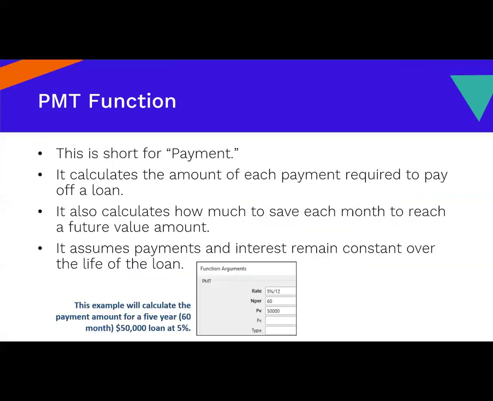So the PMT function, this is short for payment. It calculates the amount of each payment required to pay off a loan. It also calculates how much to save each month to reach a future value amount. It assumes payments and interest remain constant over the life of the loan.